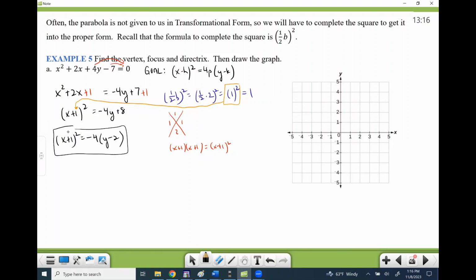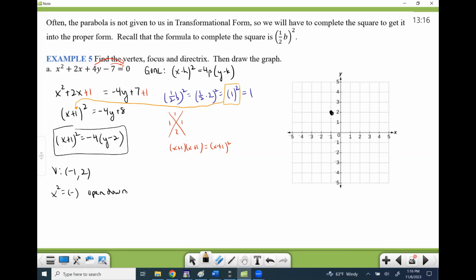Okay. So if we go in and we get the vertex, we know that it's going to be (-1, 2). So we're always changing the signs. And then because it's x squared and it equals a negative, well, all class long negative x squareds have faced down. So this is going to open down.